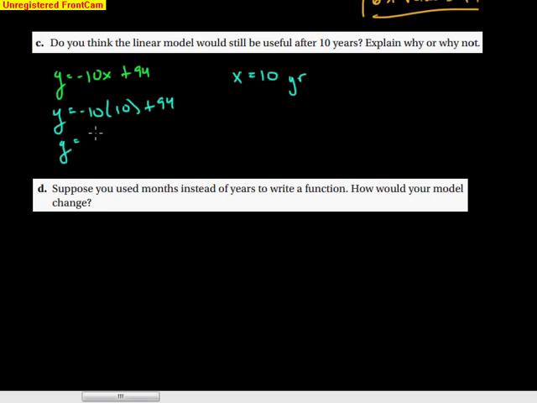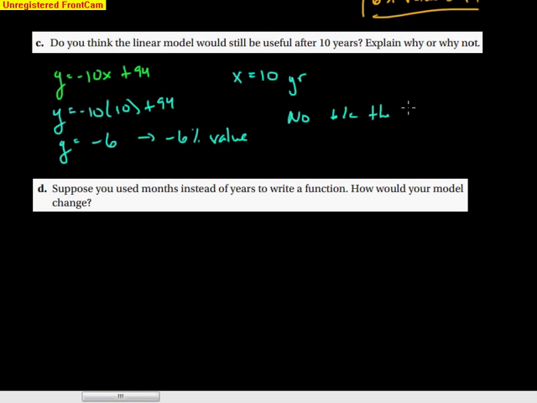What does that simplify to? That simplifies to negative 6. That means that after 10 years, my car would be negative 6% its value. Well, does that make sense? No. A car can't drop below 0%. So, could this still be useful? No.